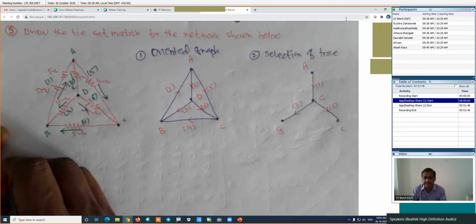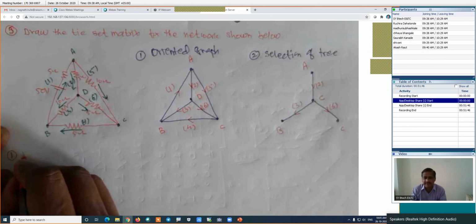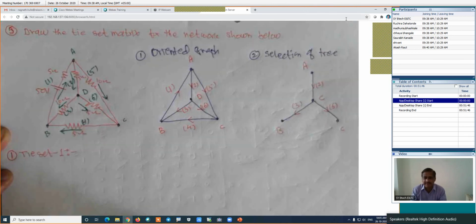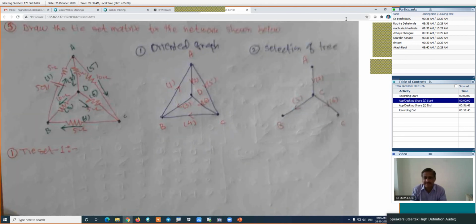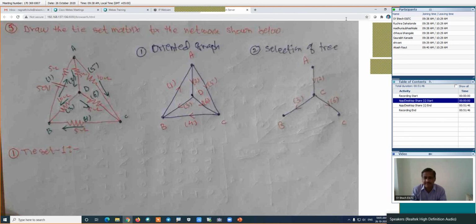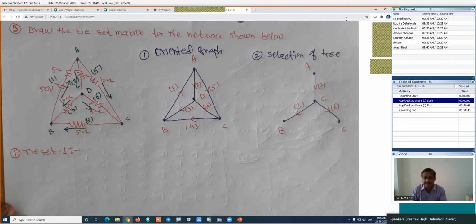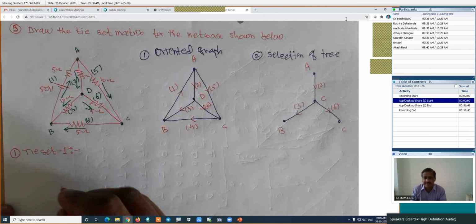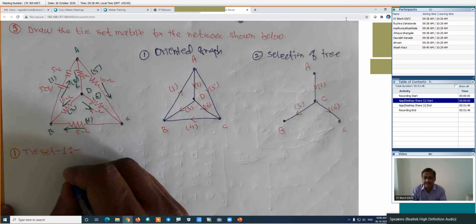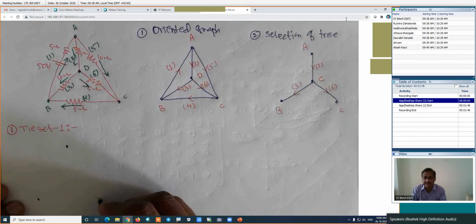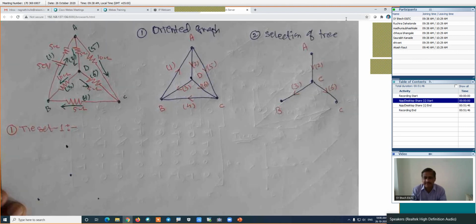Now, for this particular tree, first prepare the tie sets. I am preparing the first tie set, that is tie set number 1. What is the procedure for the preparation of the tie set? The procedure is that first we draw the tree as it is. This is node number 1, this is node number 2, this is node number 3, and this is node number 4. Are you getting me? These are the 4 nodes we have.